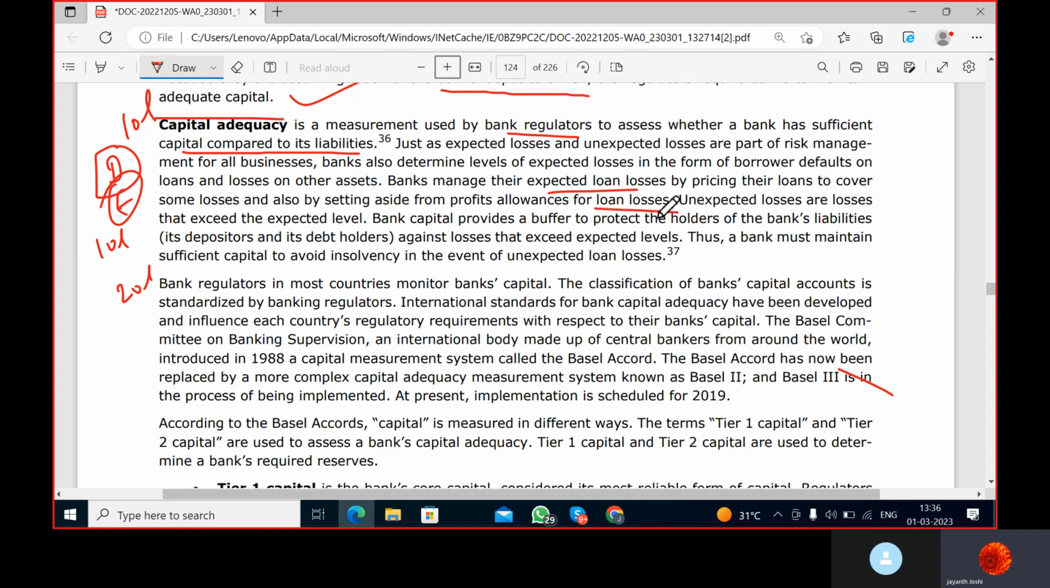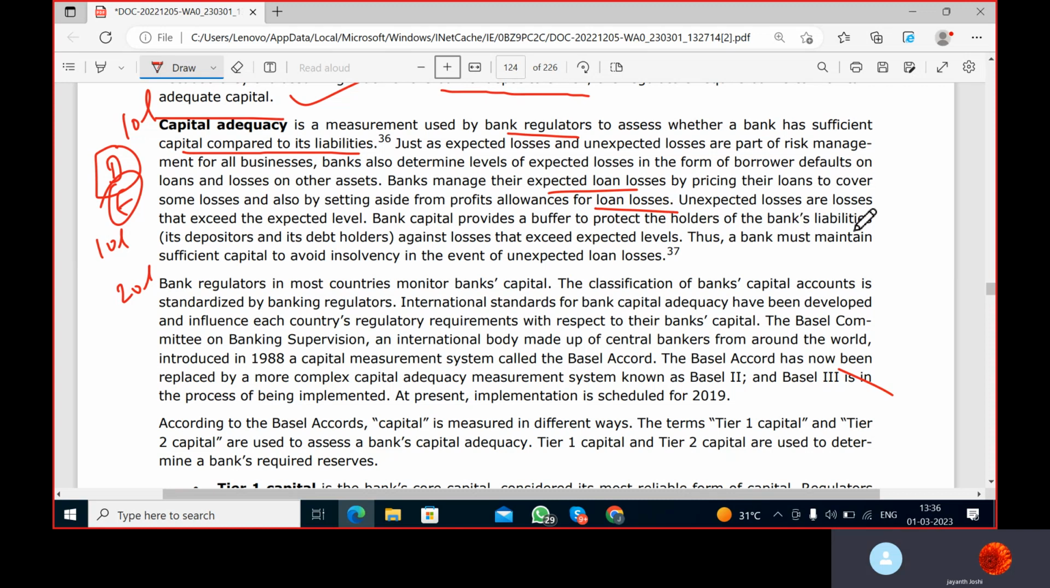So whenever banks know that they are going to incur some loss, they try to cover losses by pricing their loans to cover some losses. That means they already know that they have a risk, so they try to take higher interest, and some amount they keep as allowance, like every business has an allowance for bad debts. In the same way, from profit some amount is kept aside for any kind of loan losses, to set off any kind of loan losses.